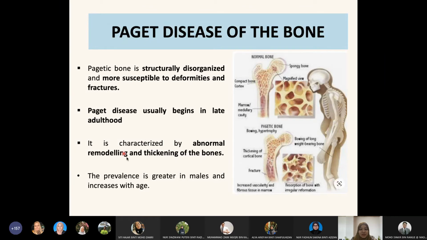So it interferes with the remodeling process of the bone. And the prevalence is greater in males compared to females. And it is more prevalent in the elderly groups. Okay, that is Paget.